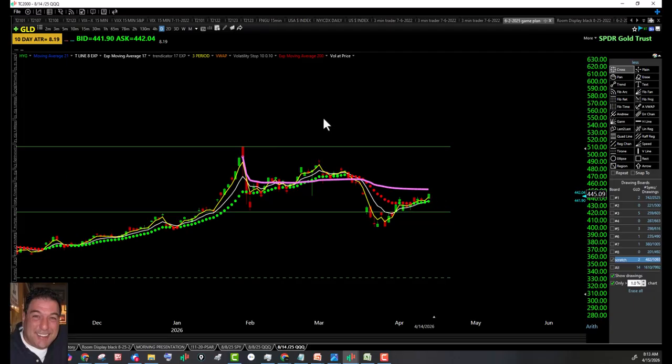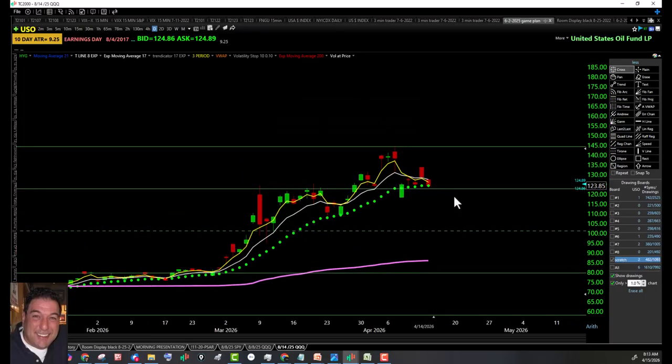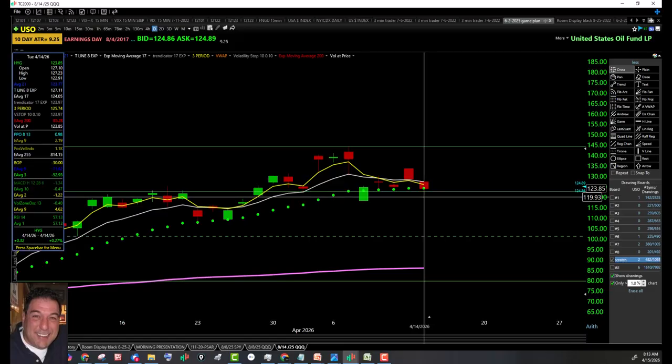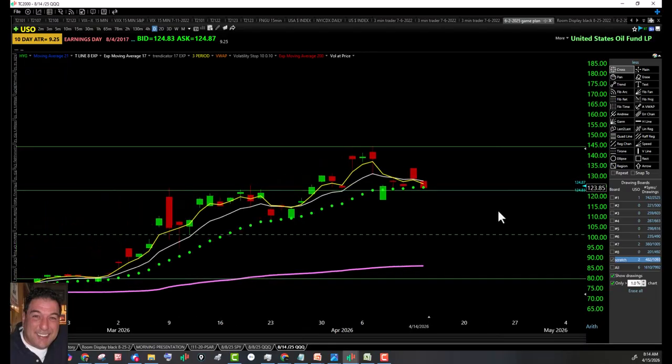Let's take a look at USO. Okay, USO got a lower high, a lower low. We closed under a bearish trap. I don't know if we're under the 17 or not. 17, 2405. We closed under the 17 EMA. Closed in the bottom of quadrant 4.